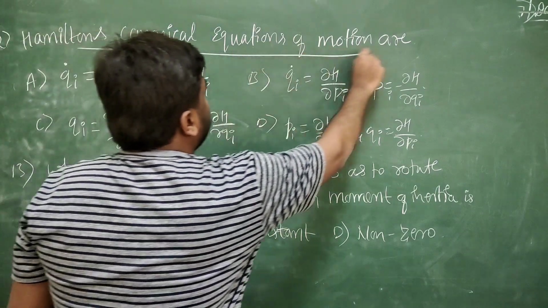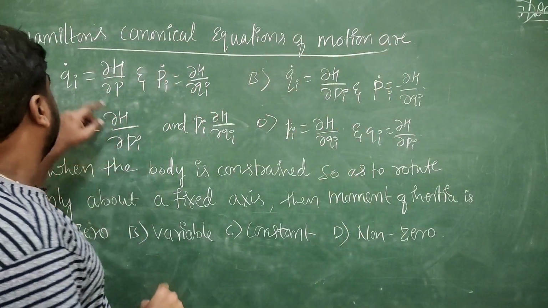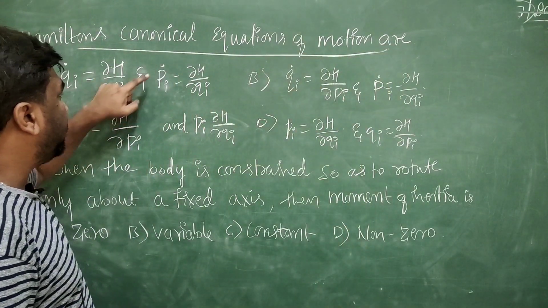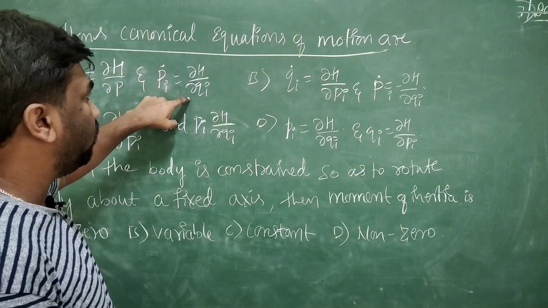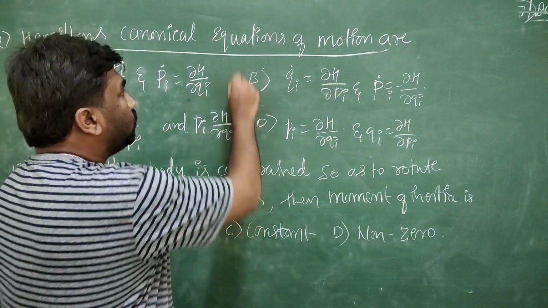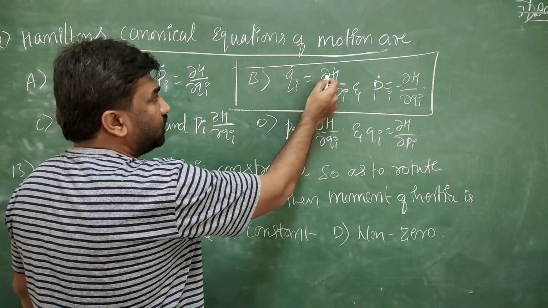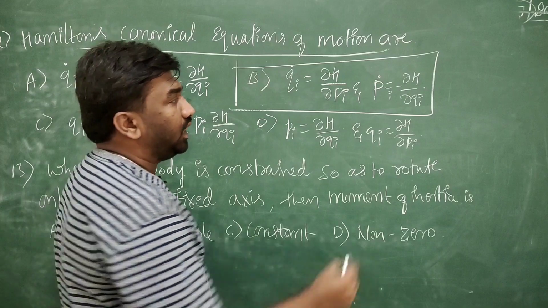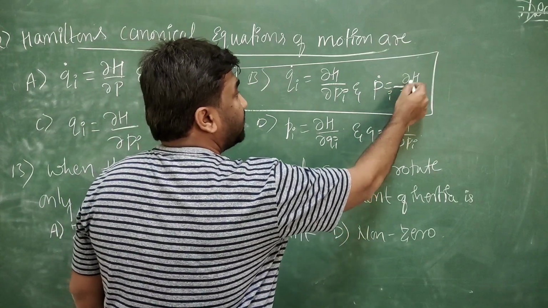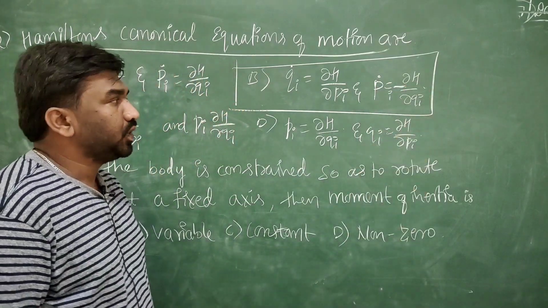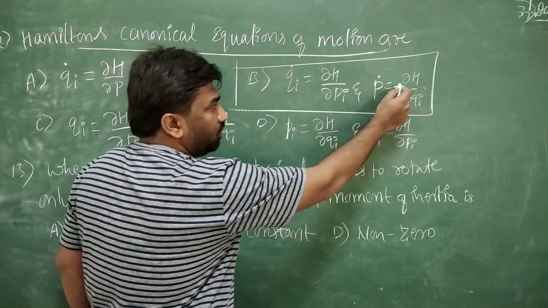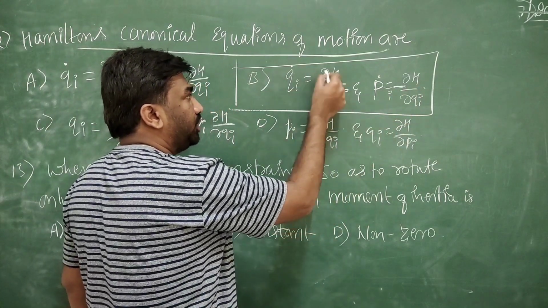Hamilton's canonical equations of motion are Qi dot is equal to dou H by dou Pi and Pi dot is equal to minus dou H by dou Qi. So you should remember, for P it should be negative and for Q it should be positive.